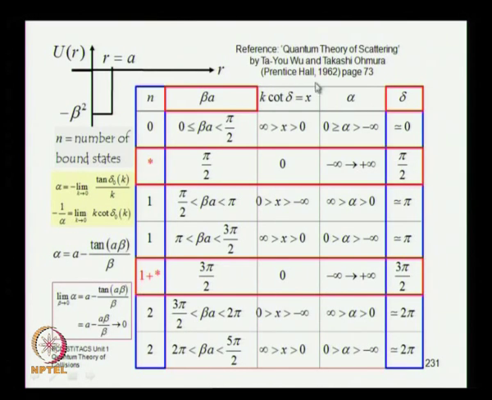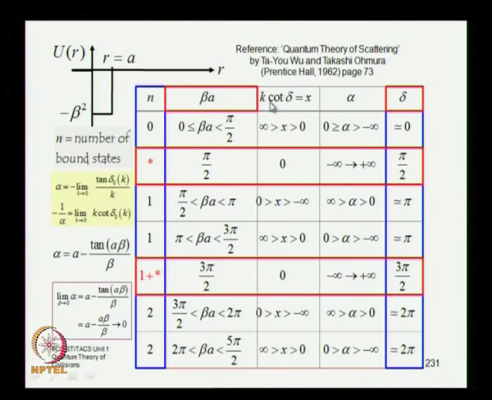You can now make a table which I have borrowed from Wu and Omura's very nice book Quantum Theory of Scattering, which I strongly recommend. This table gives you the number of bound states in the first column. Then here you have got the potential strength parameter. We have defined it as u0 a square. This is the square root of u0 which is beta, and this is the square root of a square which is a. So, this is essentially the strength parameter.